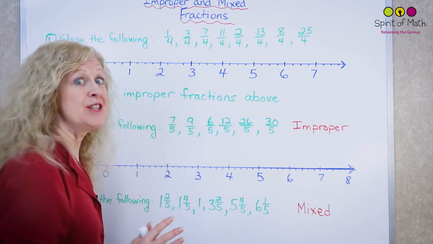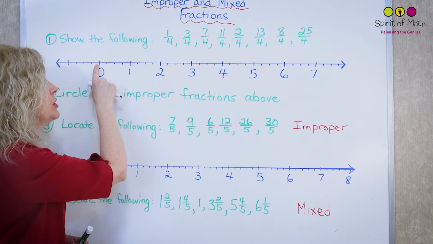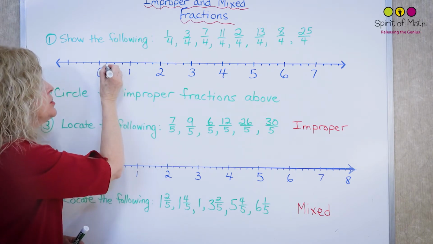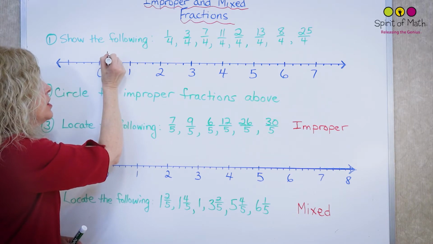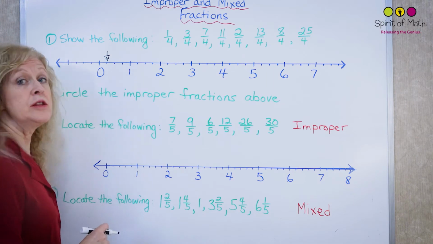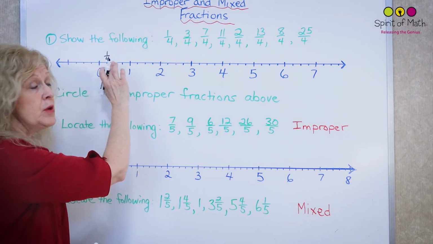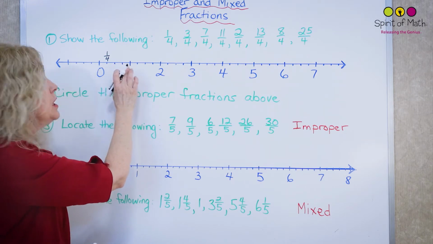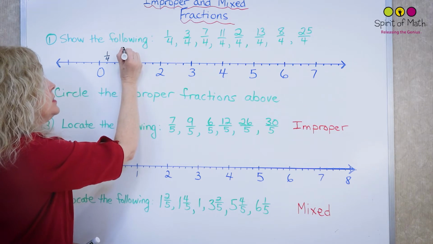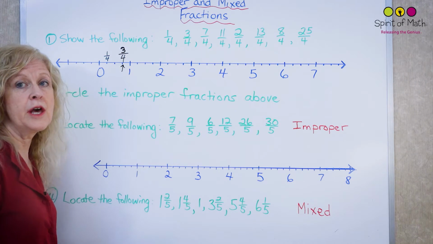So let's do this. The first one says 1/4. So you start at 0, and 1/4 of the distance is one of these little intervals. So there is 1/4. And I'm going to put that right on top. Okay, now let's find 3/4. Well, 3/4 would be 3/4 of the way to 1. So let's do 1, 2, 3. So that one is 3/4 right here, right before you get to that 1.